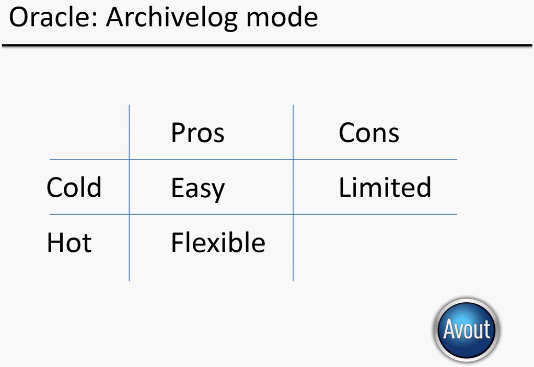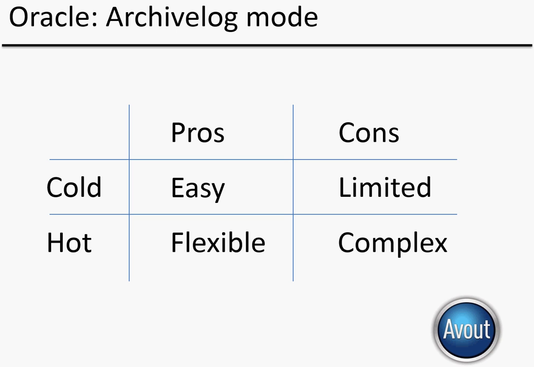The pro of a hot backup is that it's incredibly flexible. The database is up and running. There's no interruption to your end users. Performance might slow down a little bit as Oracle is doing all its backup in the background, but if you schedule it in off hours where there's not a lot of people on your system, usually the impacts are pretty minimal.